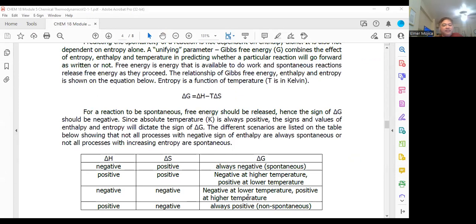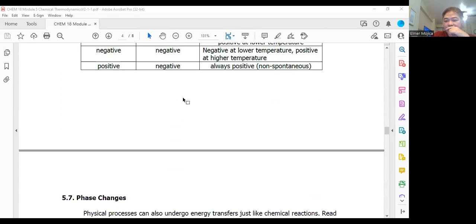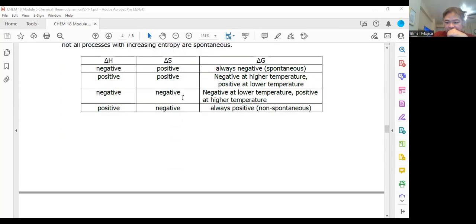So when is delta G going to be spontaneous? It happens when you have a negative delta H and a positive delta S. When both of them are positive, it will be spontaneous at higher temperature and non-spontaneous at lower temperature, because you need to make sure that the negative sign is higher than the positive sign for the delta G to be negative and spontaneous. So that's the role of what we call Gibbs free energy.